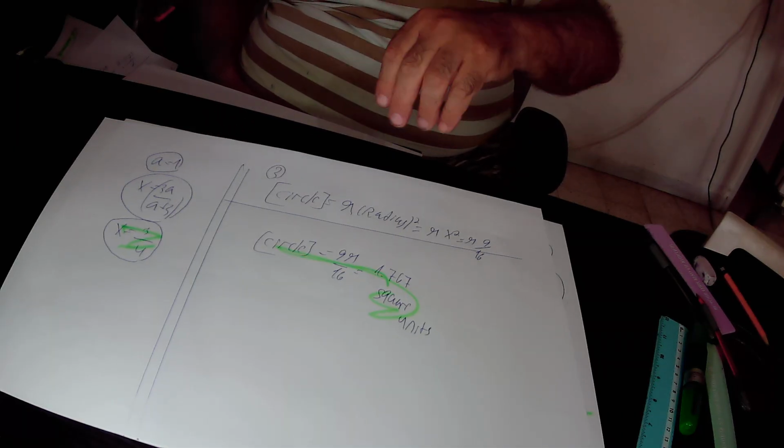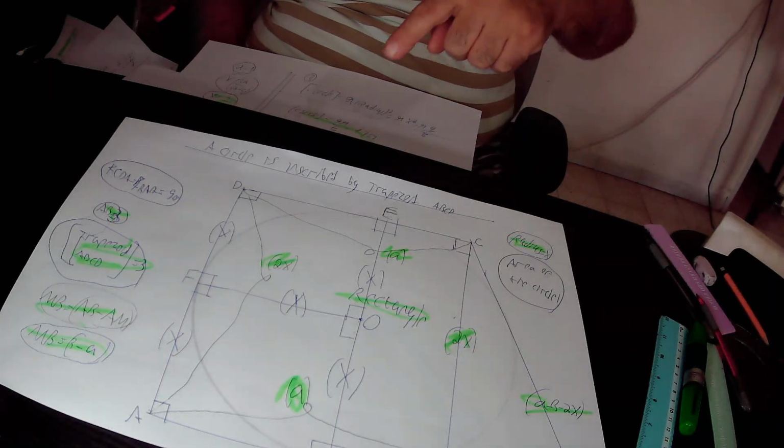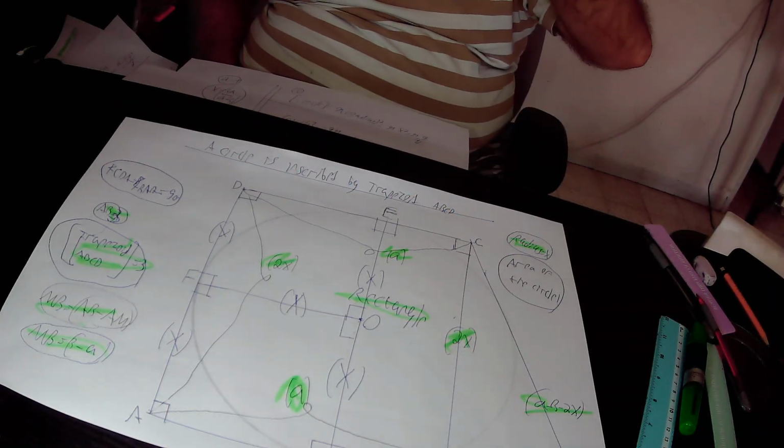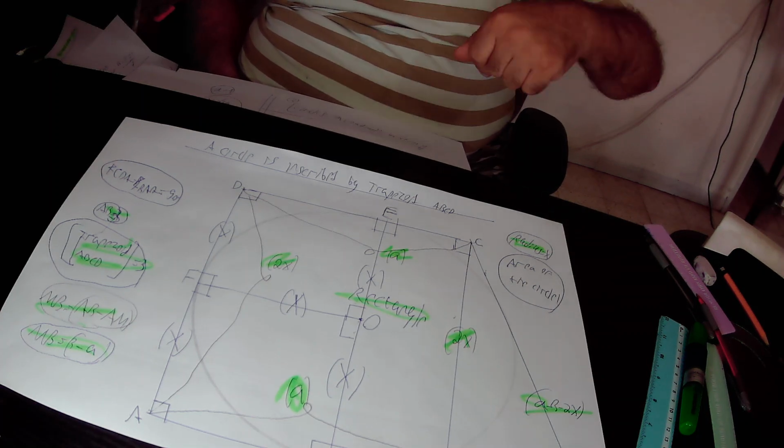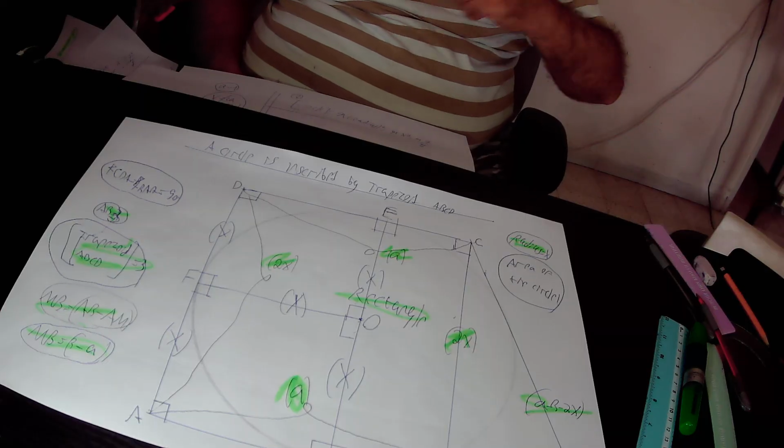So in total we find that the area we are looking for in this question, that is the area of this circle, equals 9 pi over 16 square units in size, or in numbers, the area of this circle equals 1.767 square units.